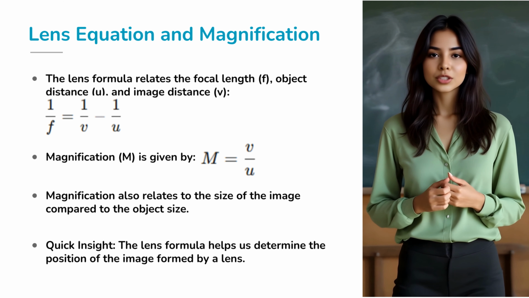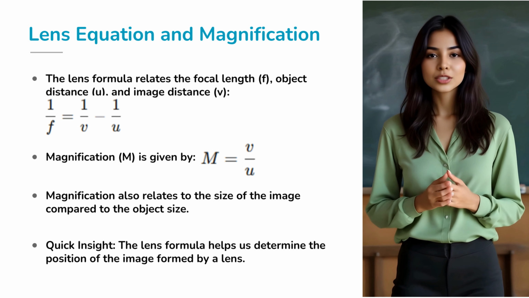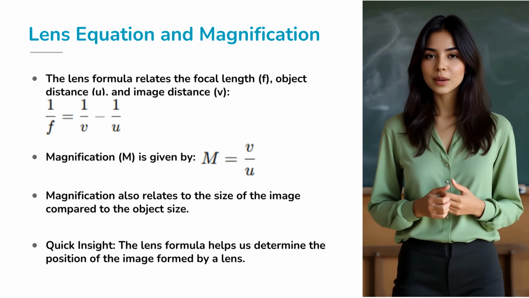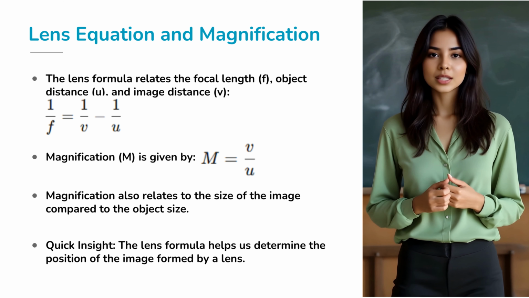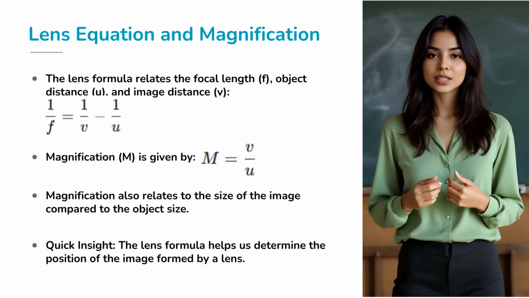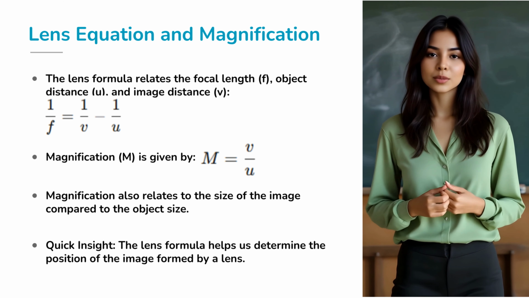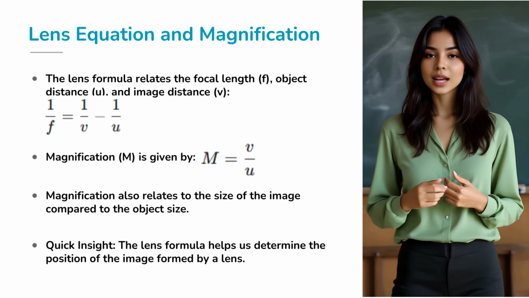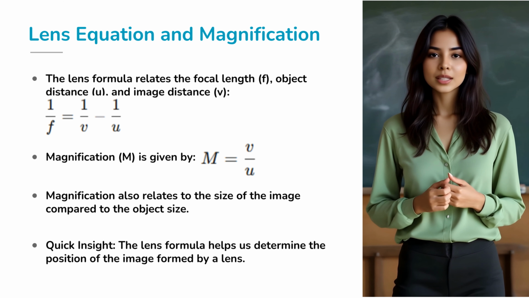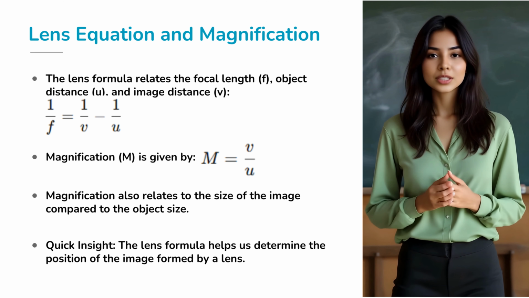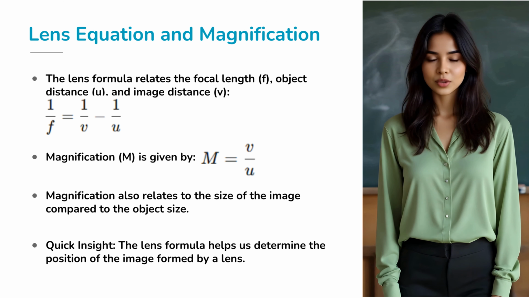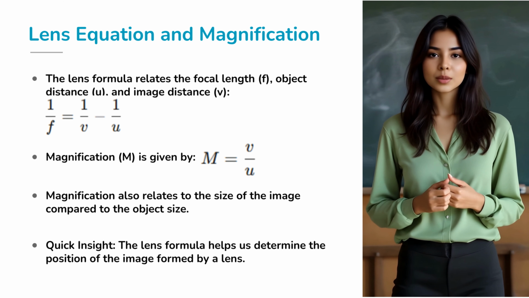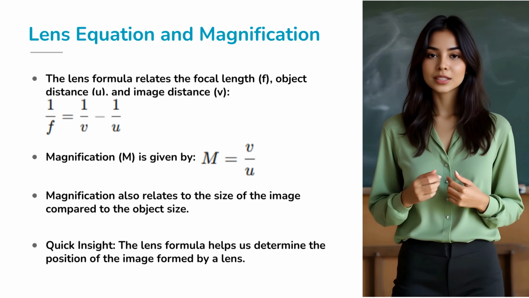Magnification is not just about numbers, it also relates to the size of the image compared to the object. For example, think of using a magnifying glass. When you look at a tiny ant, the image appears much bigger than the actual ant. That's magnification in action. Lenses bend light in such a way that the image we see is a clearer, magnified version of the object. The lens formula helps us determine the position of the image formed by the lens.